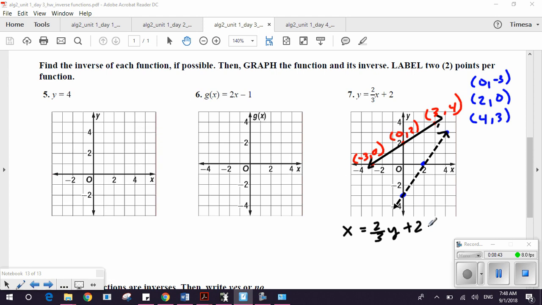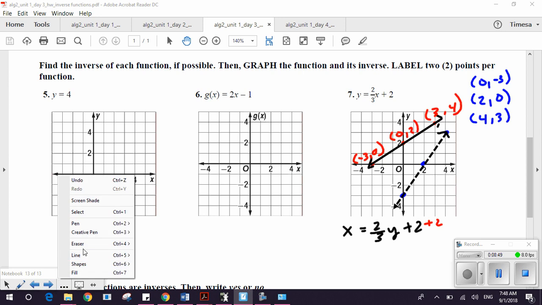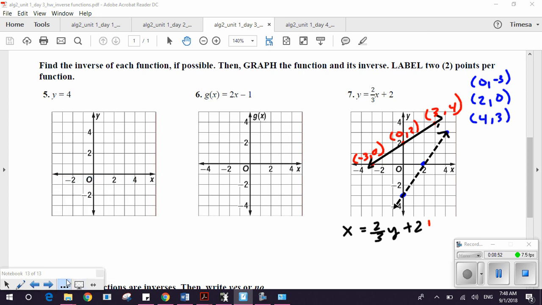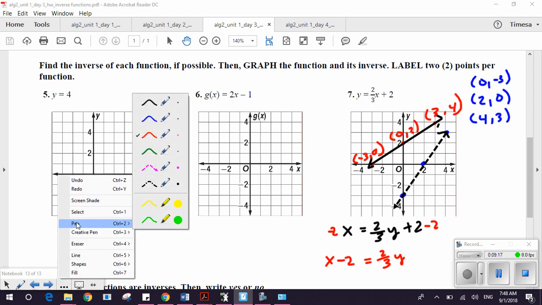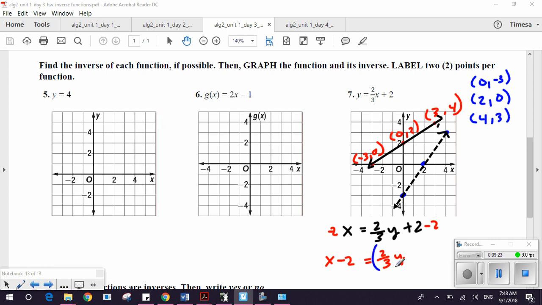First, you plus 2 on both sides. I'm sorry, absolutely not. You subtract 2 on both sides. And by doing that, you would have x minus 2 is equal to 2 over 3y. And then, to get rid of the 2/3, you have to multiply by its reciprocal, which is 3 over 2 on both sides.